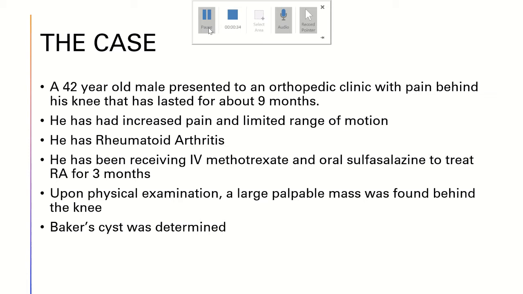He had been on some medication for the last 3 months due to his rheumatoid arthritis, and during the physical examination, a large mass was observed behind his left knee that expanded to the proximal calf. The mass was immobile and soft when palpated, and his range of motion was not very good. And so a Baker's cyst was determined.